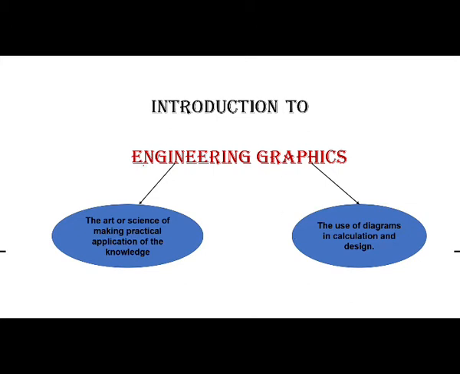What is the meaning of engineering actually? Engineering is the art or science of making practical application of knowledge. And the meaning of graphics is the use of diagrams in calculation and design. So combined, engineering graphics means designing any object with the help of engineering knowledge.